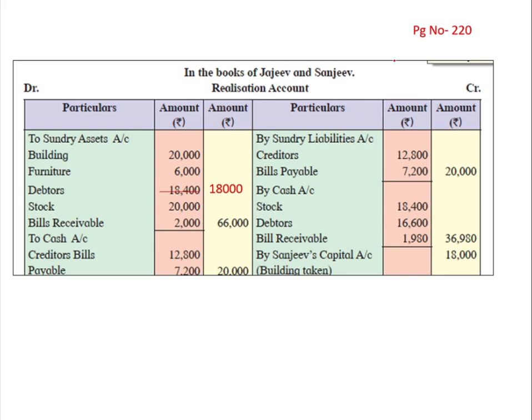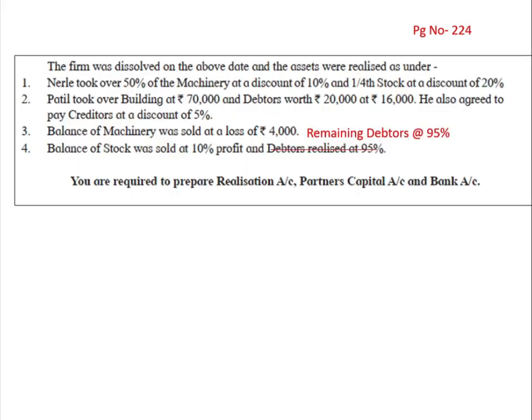Next one, page number 220. Again 18,400 has come, it should be 18,000. See, if you look at the question and solution, you will come to know the figure is different. Here it should be 18,000. So cut this 18,400.